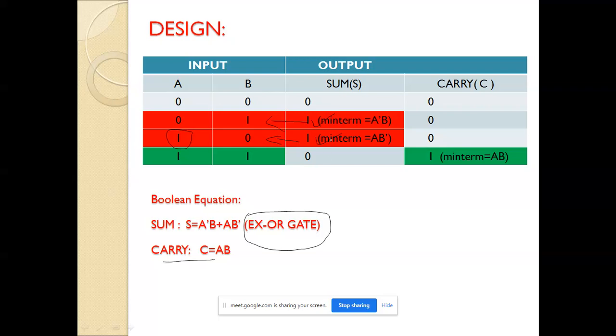Then next we will see the carry. Here in the carry, only one term has the value 1. So we will see this row. Here in both A and B it is 1, so we will write straightforward A and B. Now we got the expression for sum, also the expression for the carry.